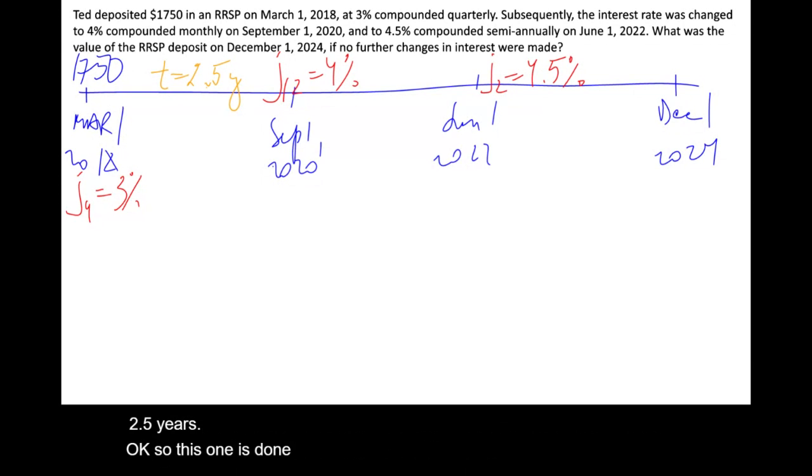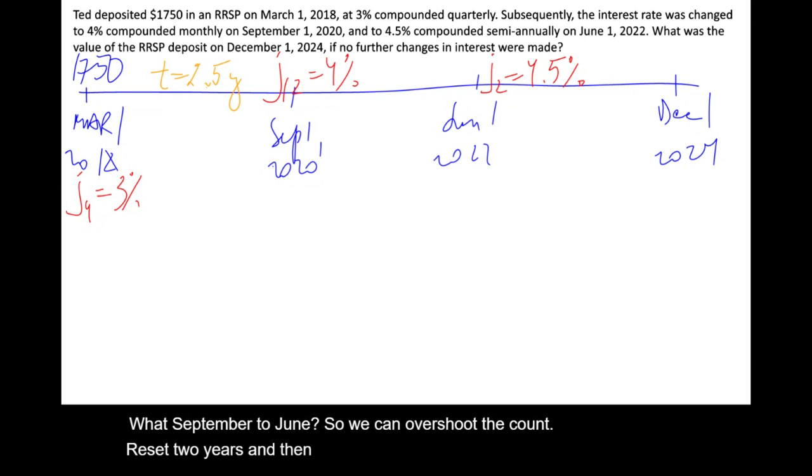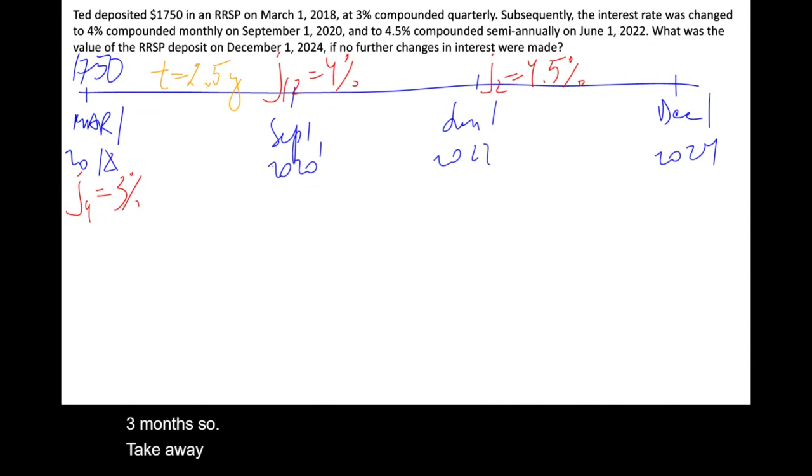Now, next interval is about what? September to June. So we can overshoot the count. We set 2 years, and then from June to September, July, August, September, 3 months. So take away 3 months from 2 years, I have 1 year, 9 months, right? So 1.75 years.